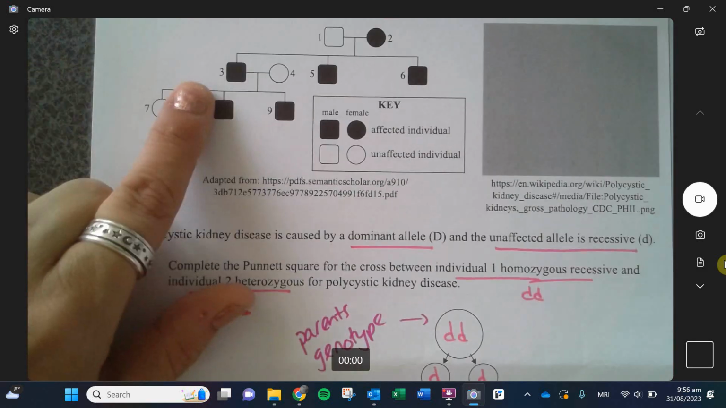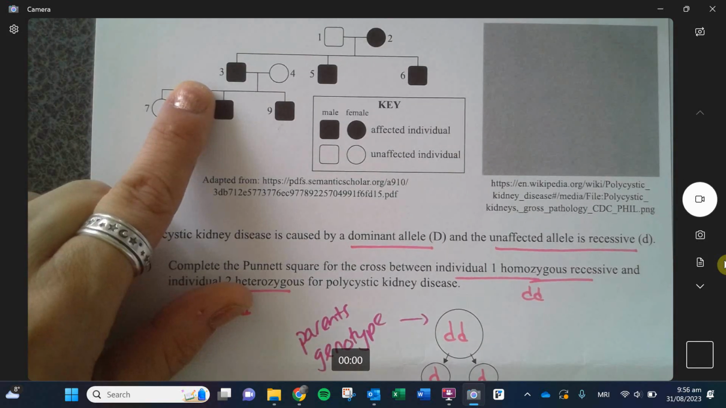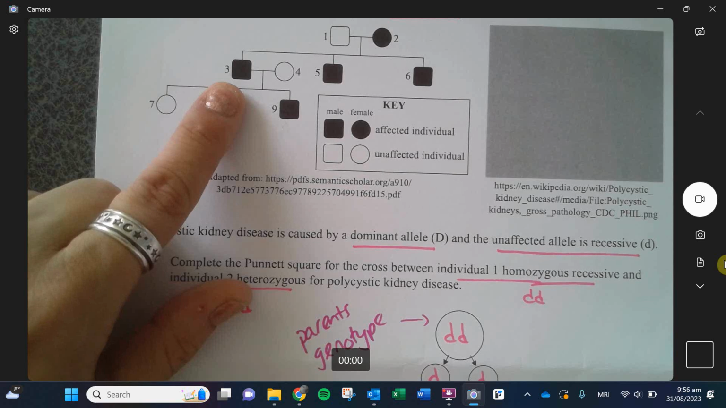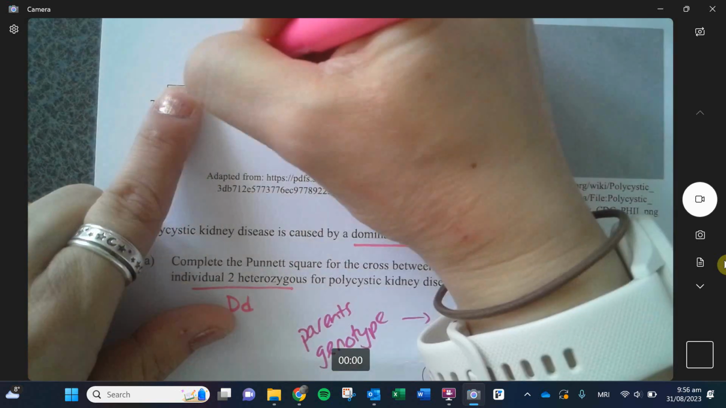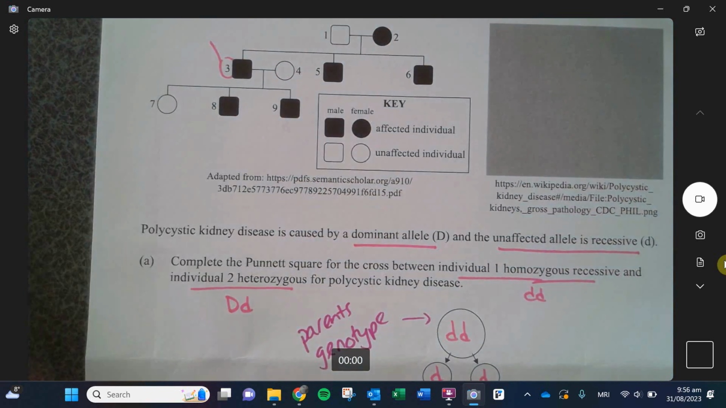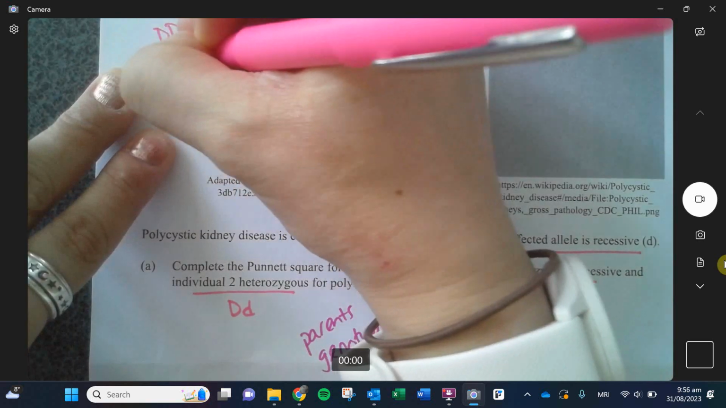Now I also need to figure out what number 3 is. Number 3 is a little bit trickier because it is affected, and there's basically two choices for anyone that's affected. It could be capital D, capital D, or capital D, lowercase d.